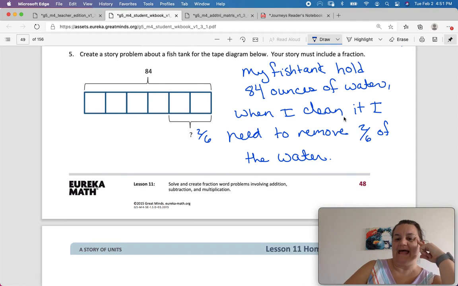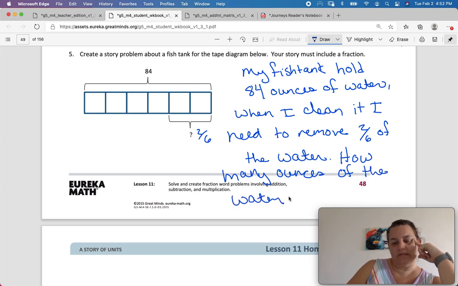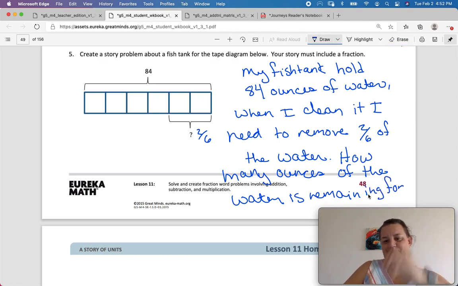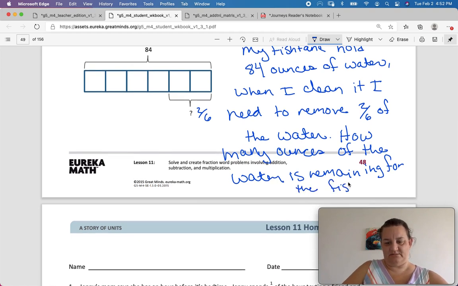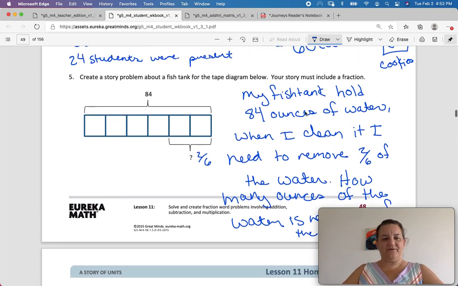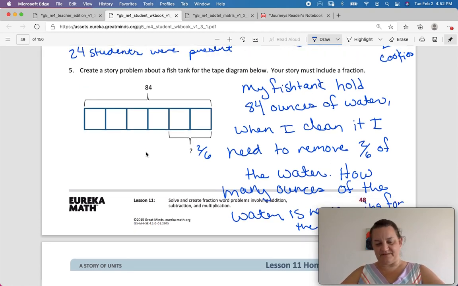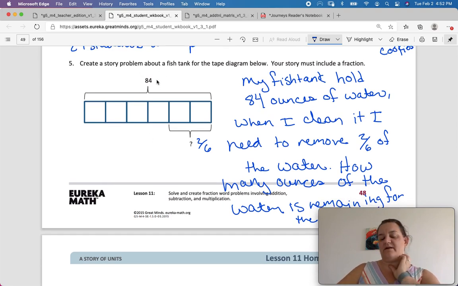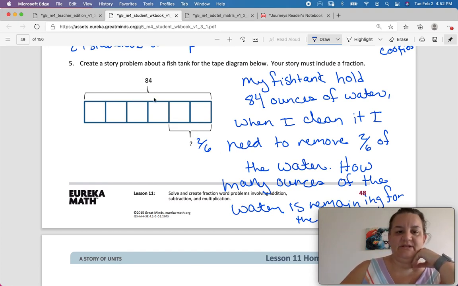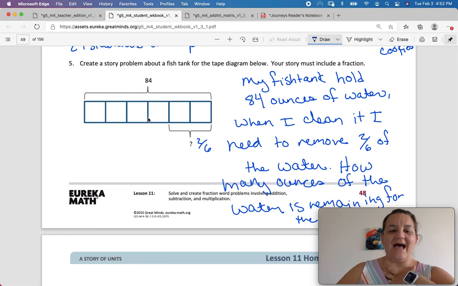Okay? How many ounces of the water is remaining, I spelled that wrong, remaining, for the fish? Okay, now that I've created the story problem, I have to solve the story problem. So I've got 84 ounce fish tank, and I need to remove 2/6 of it to clean the fish tank. And how much water is left for the fish to survive in while I'm cleaning the tank?